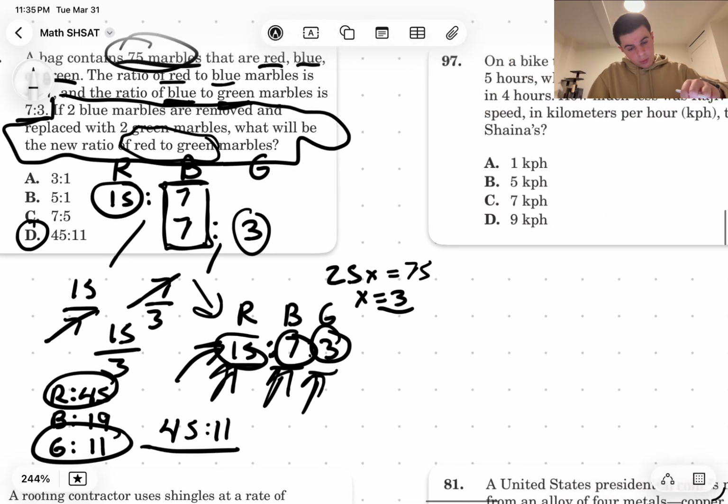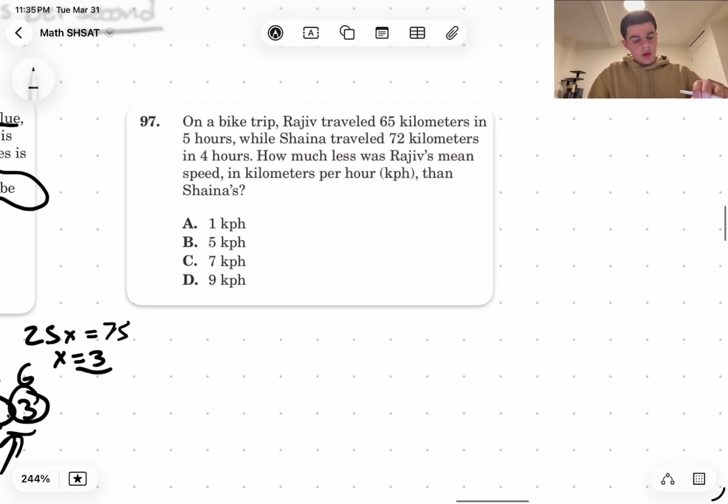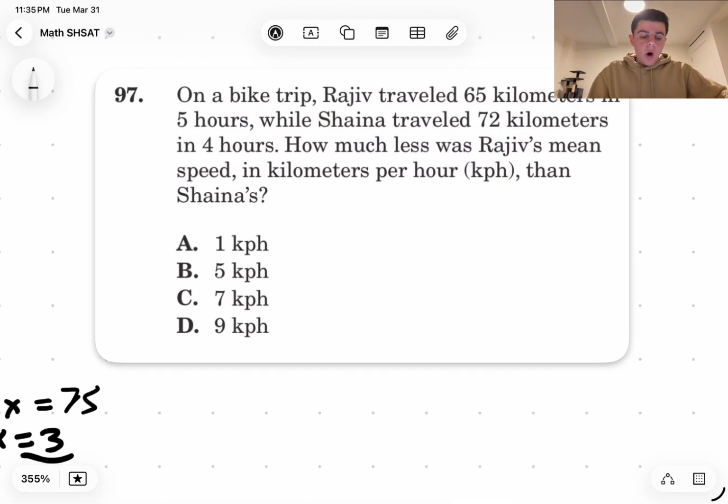Okay, so let's move on to our next question. And here it is. On a bike trip, Rajiv traveled 65 kilometers in 5 hours, while Shayna traveled 72 kilometers in 4 hours. How much less was Rajiv's mean speed in kilometers per hour, kph, than Shayna's? Okay, so what is mean speed? Well, mean speed is distance over time. That'll give you your average speed. And in this case, it's also the unit rate.